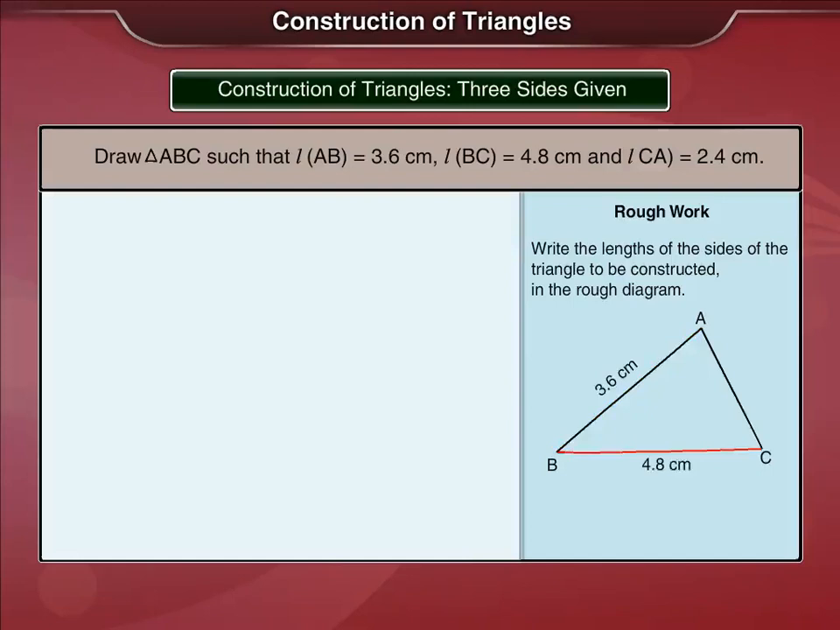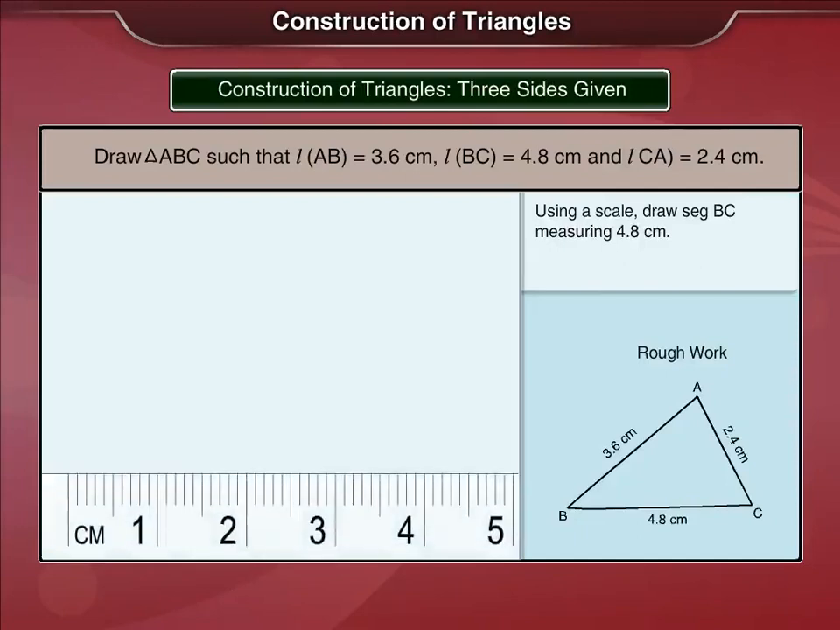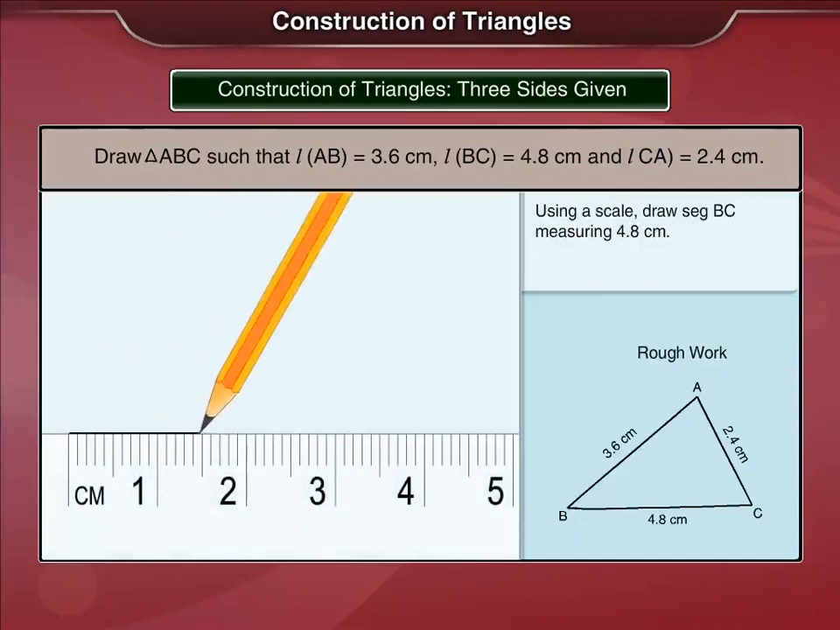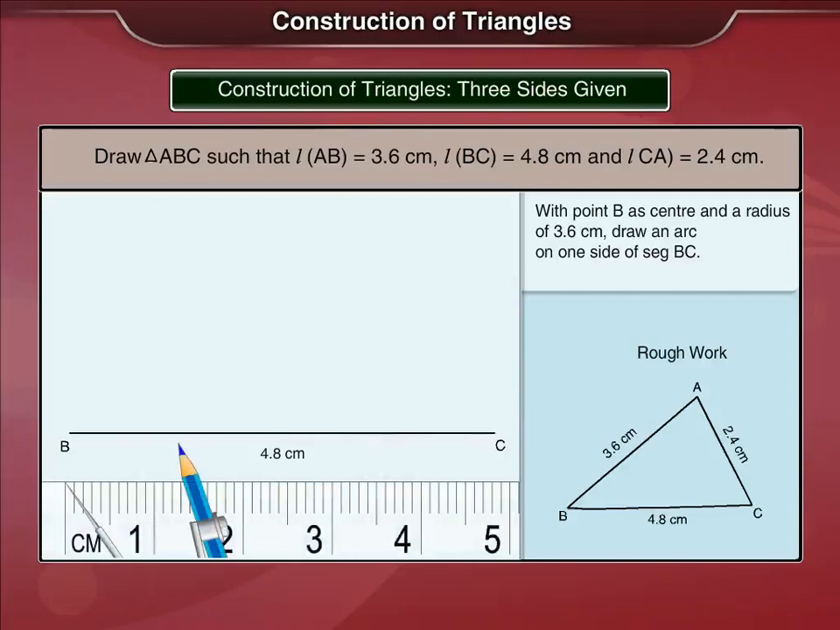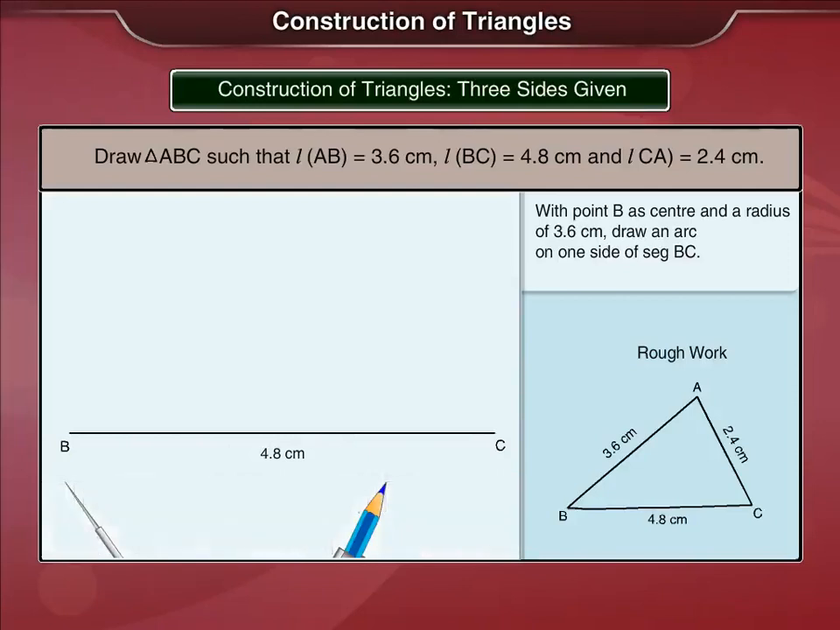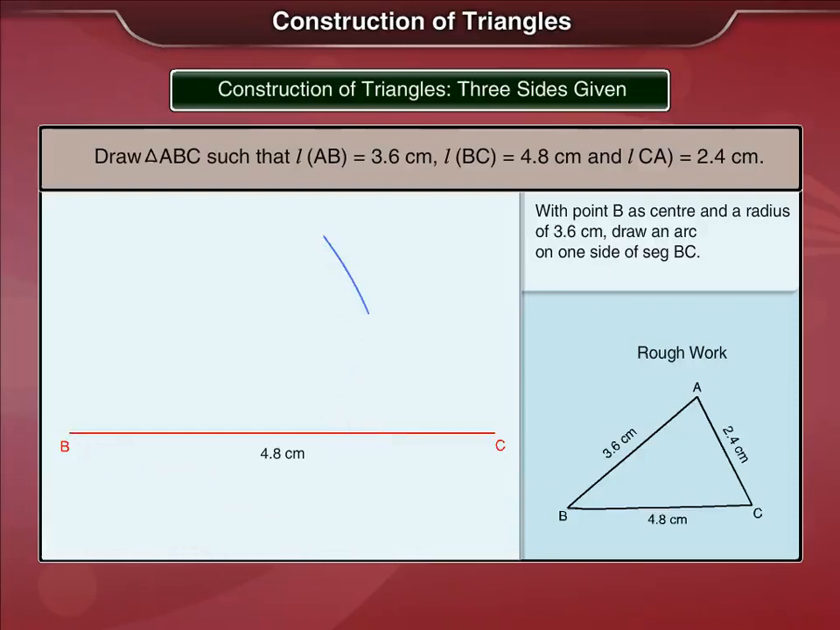Using a scale, draw segment BC of length 4.8 centimeters, with point B as center and a radius of 3.6 centimeters. Draw an arc on one side of segment BC. Now, with point C as center and a radius of 2.4 centimeters, draw an arc to intersect the first arc.